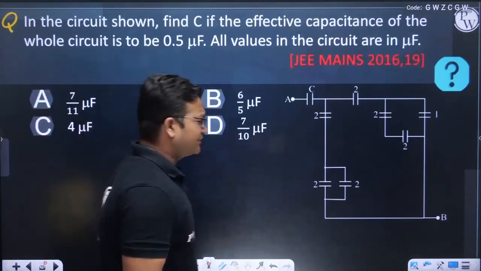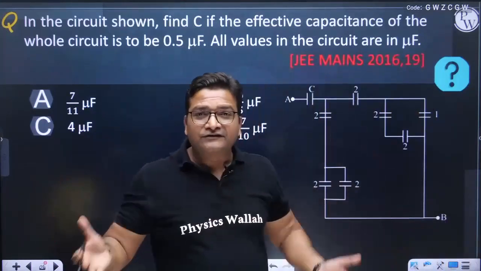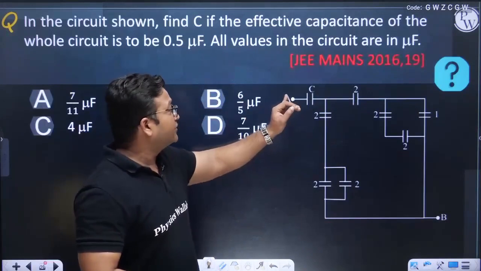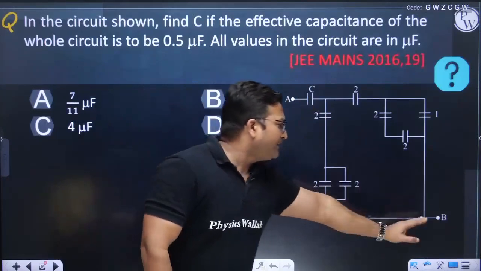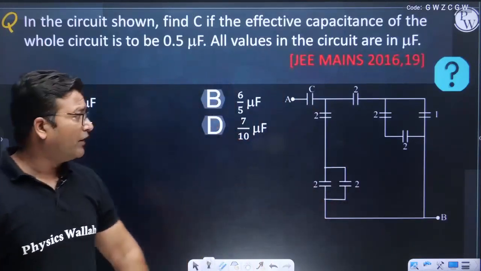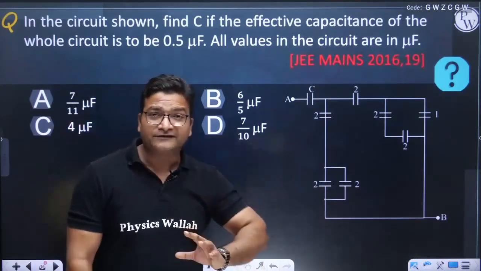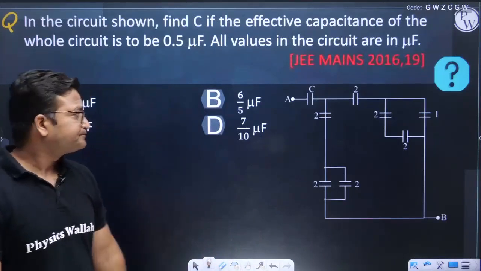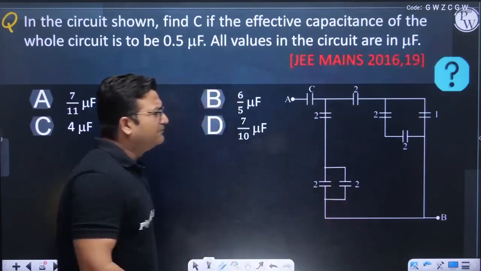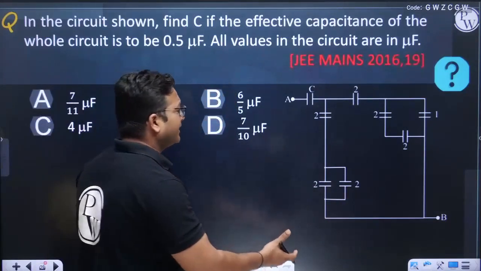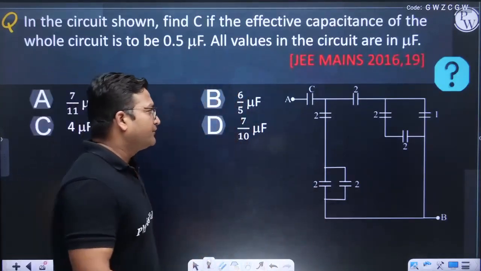Again, we have a very simple question, and it says the net capacitance, the effective capacitance of this entire combination between A and B is 0.5 microfarad. So if the net capacitance is 0.5 microfarad, what is the value of C? This question was asked twice in JEE Mains. There were a few differences in numerical values, so I'm not taking that question. I'm sure you will find that too very easy. So let us solve this one.